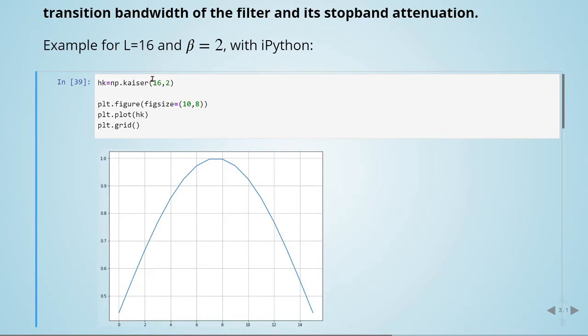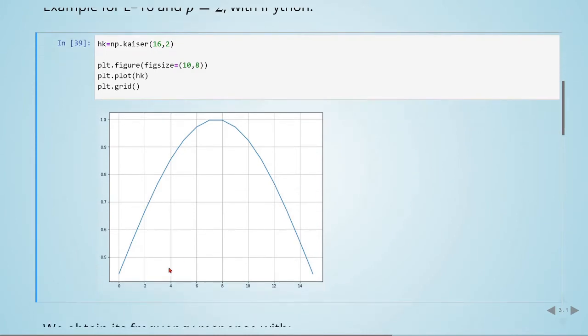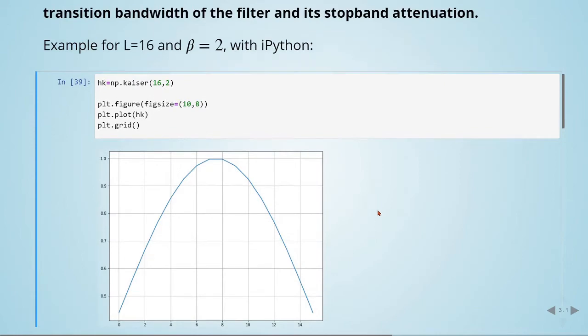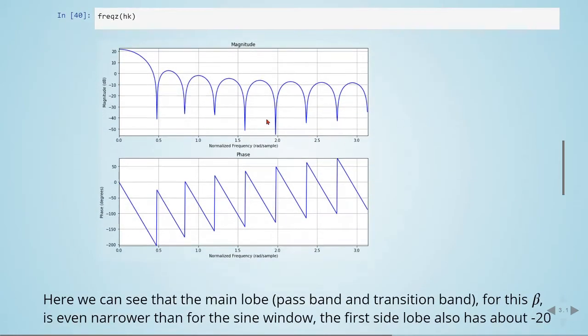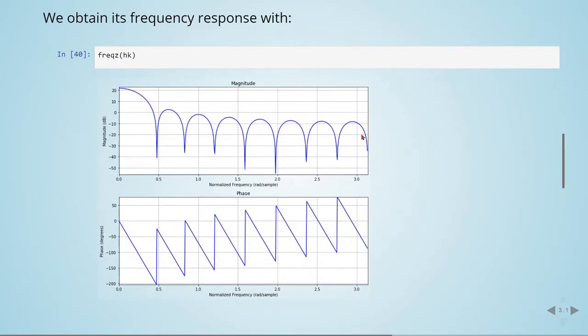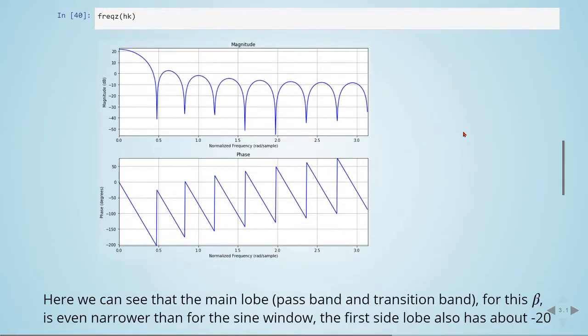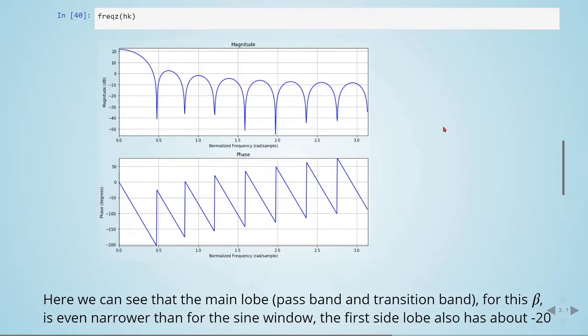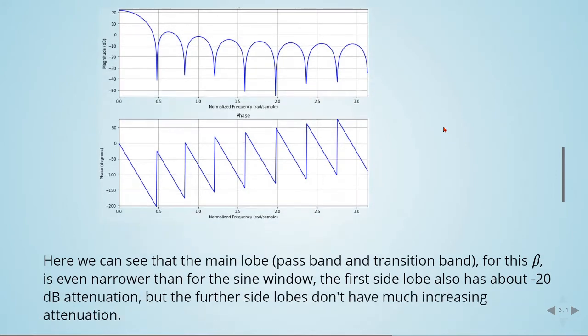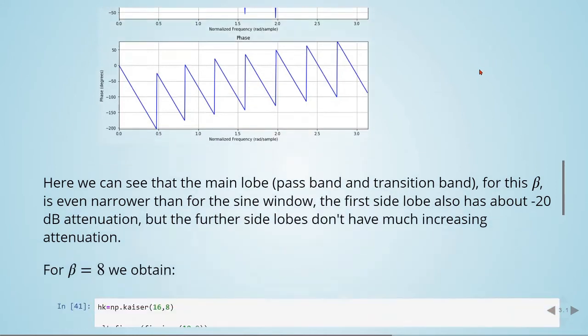Here we pass the length and the beta, and here we have our plot of the Kaiser window, and with freqz we obtain the frequency response. And here we can see that the main lobe, so the pass band and the transition band for beta equals 2, is even narrower than for the sine window. The first lobe also has about minus 20 dB attenuation, but the further side lobes don't have much increasing attenuation.